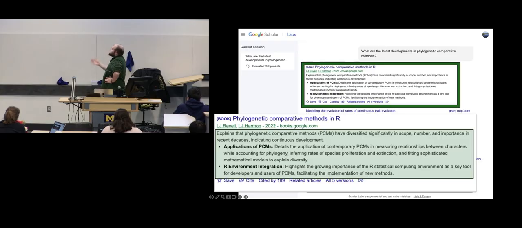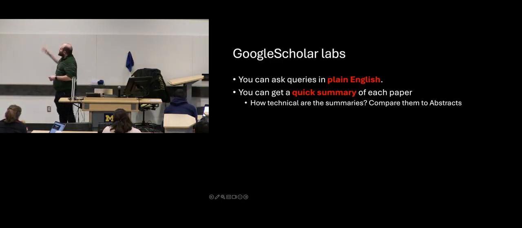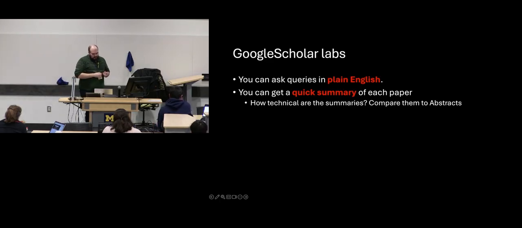Because abstracts are often very technical. Even in your own field, they can be kind of hard to skim through and understand fully. If you have something that's a little bit digested in basic English, maybe you can use that. But these are just using what's available, which is going to be the title and the abstract, or these summaries. So the nice thing is that you can ask these queries in plain English, and you can get a quick summary of each paper.